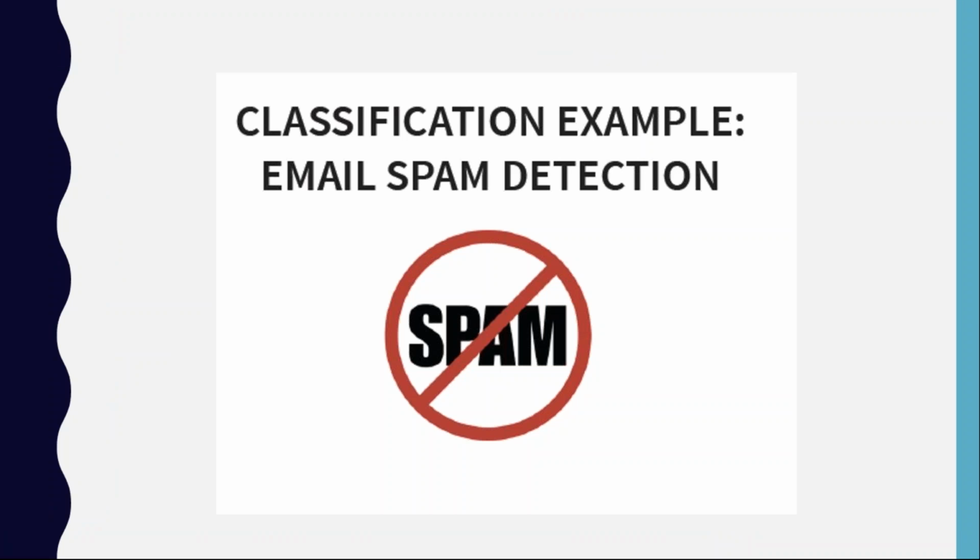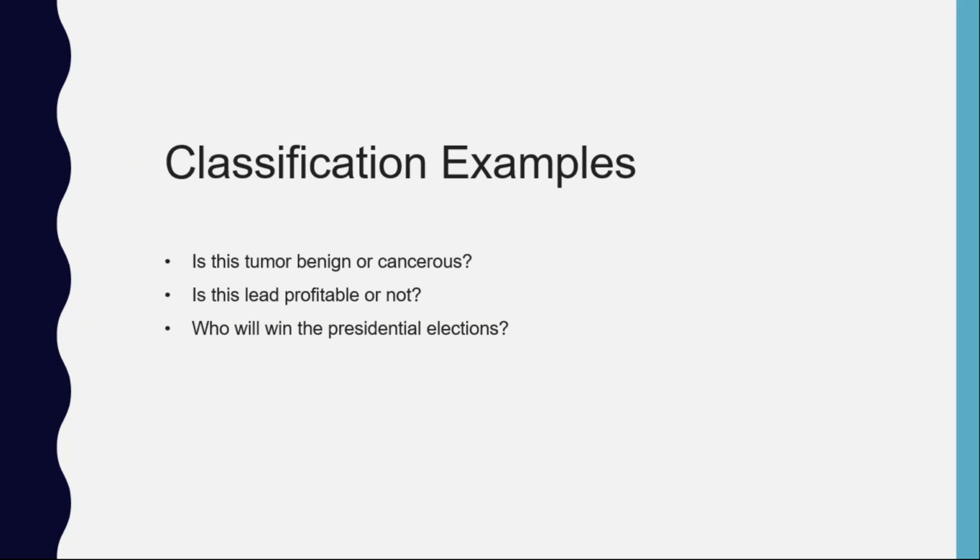For example, email spam filtering could be an example of a classification problem where you're classifying email as spam, not spam, spam, not spam. That is an example of supervised learning. Classification examples are examples of supervised learning, like tumors. If you have data of breast cancer patients, and you're able to recognize whether a particular tumor is benign or malignant, cancerous, that is a prediction of the type of tumor.